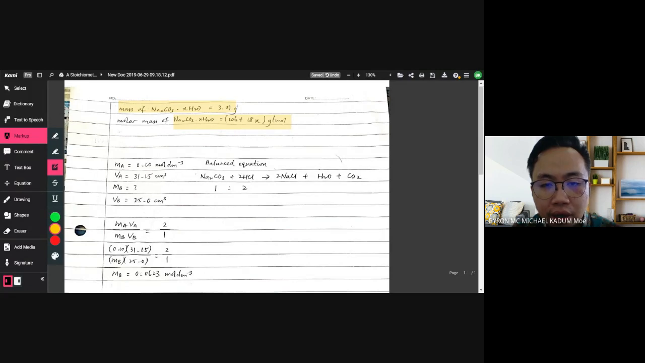You're going to write down the information given to you. And then you need to have the balanced equation. But the balanced equation is for when... Na2CO3 and what else?